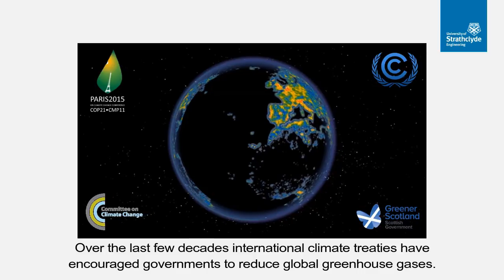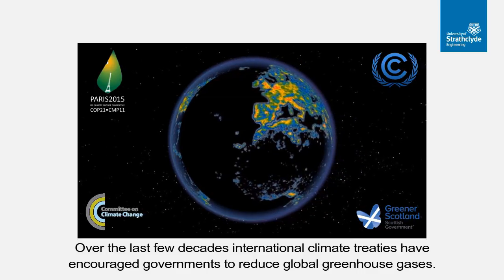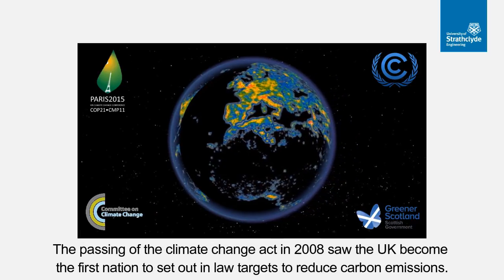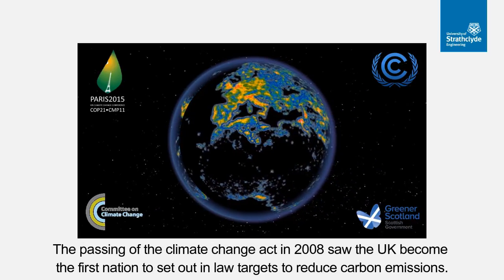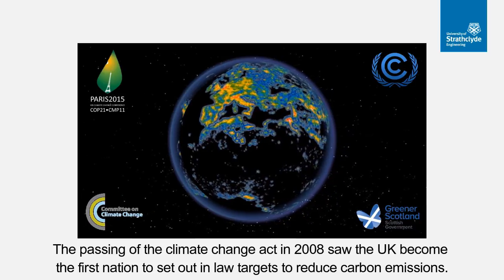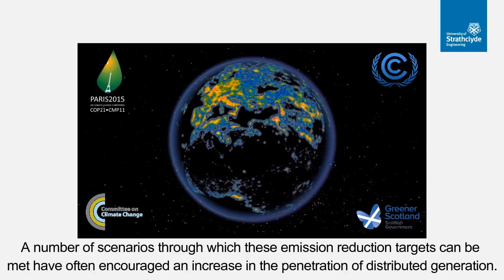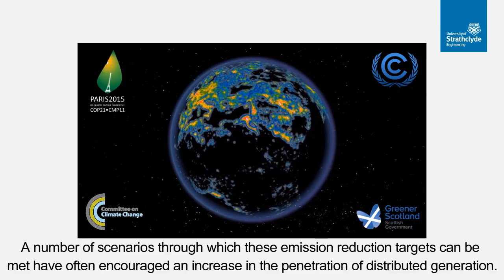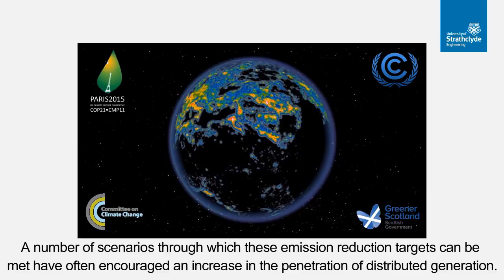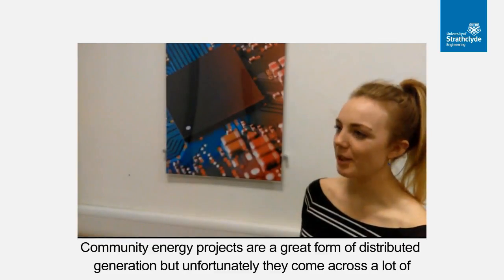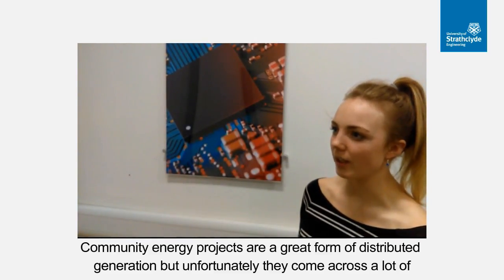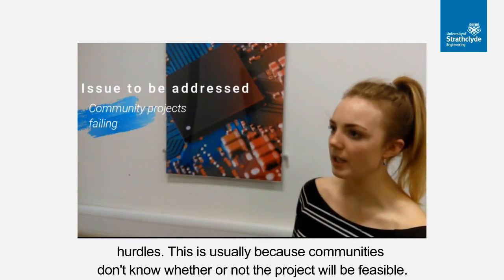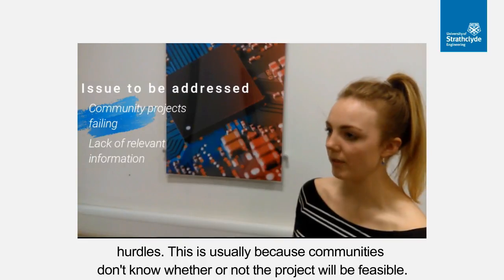Over the last few decades, international climate treaties have encouraged governments to reduce global greenhouse gases. The passing of the Climate Change Act in 2008 saw the UK become the first nation to set out in law targets to reduce carbon emissions. A number of scenarios through which these emission reduction targets can be met have often encouraged an increase in the penetration of distributed generation. Community energy projects are a great form of distributed generation, but unfortunately they come across a lot of hurdles. This is usually because communities don't know whether or not the project will be feasible.